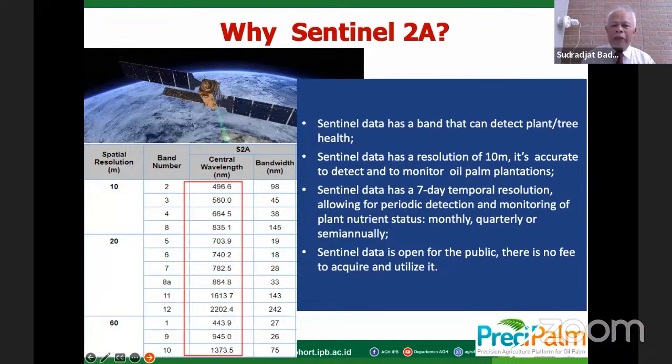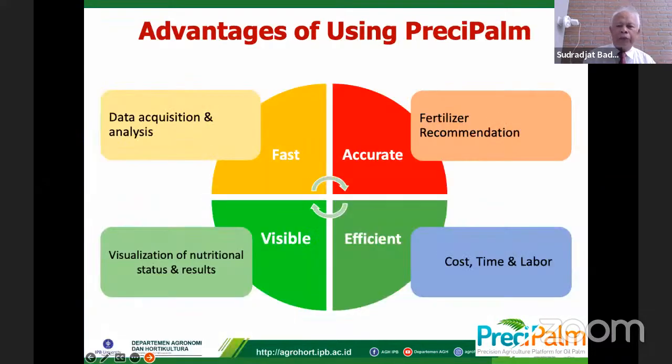Why Sentinel-2? Because Sentinel data has bands that can detect plants, and Sentinel data has a resolution of 10 meters. Sentinel data has a 7-day temporal resolution, which means we can monitor the plant nutrition status monthly, quarterly, or semi-annually. And also Sentinel data is open to the public. There is no fee to acquire and utilize Sentinel-2.